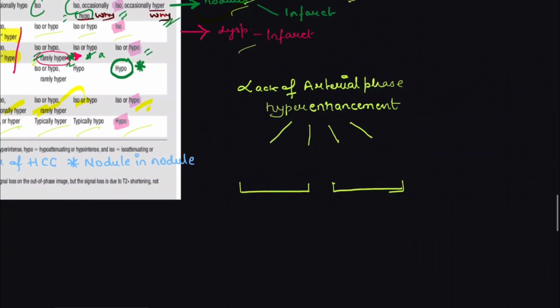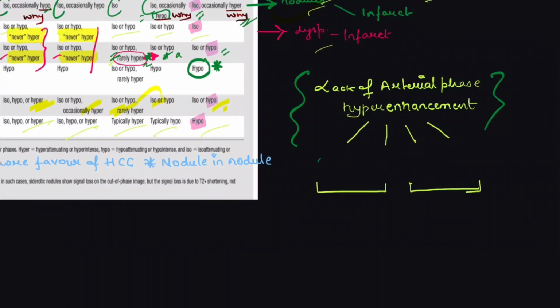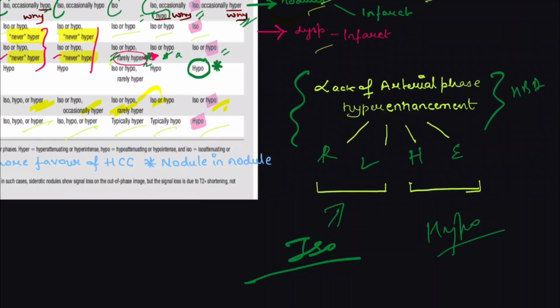Lack of arterial phase hyperenhancement can be there in early HCC also. So for the lack of early arterial phase hyperenhancement, we have all four differentials: the regenerative, low grade, high grade, and early HCC. All of these can show a lack of enhancement in the arterial phase. Then how to differentiate? By the hepatobiliary agents. The first two are iso because they have enough hepatocytes, and the high grade and early HCC don't have enough hepatocytes, so they are hypo on hepatobiliary phases, but these can also be iso. So remember, exceptions are always there.